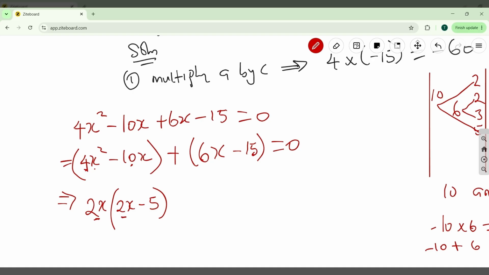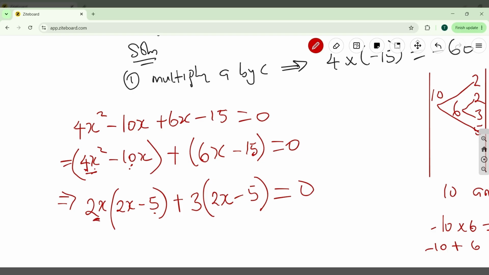2x times 2x is 4x squared. 2x times negative 5 is negative 10x. Okay, plus I'll do the same thing here, just factorize. What's common between 6 and 15? 3 is common between 6 and 15. So what I'm going to do there, I'm going to say 3 is common. And then this is going to be 2x minus 5 equal to 0. 3 times 2x is 6x. 3 times negative 5 is negative 15.